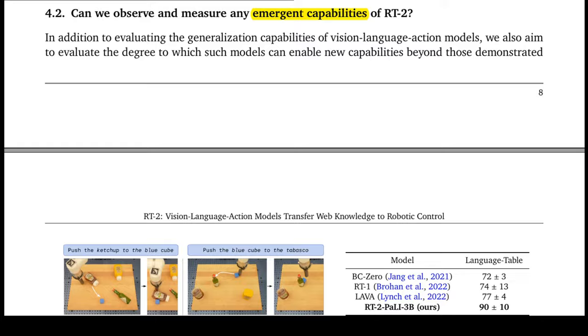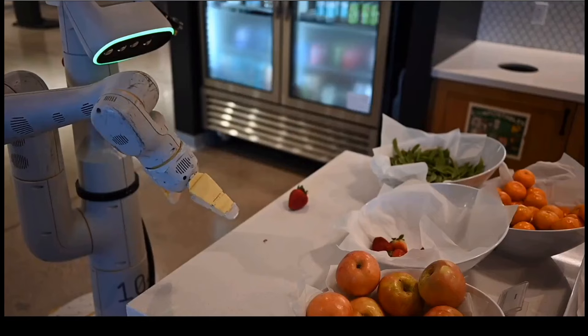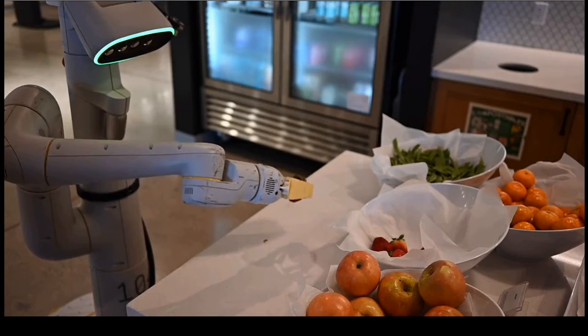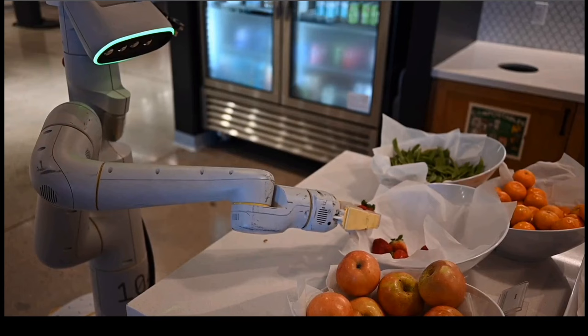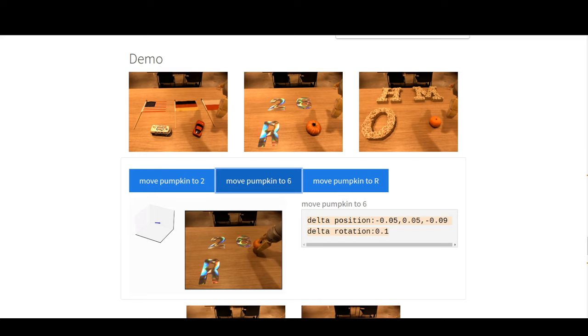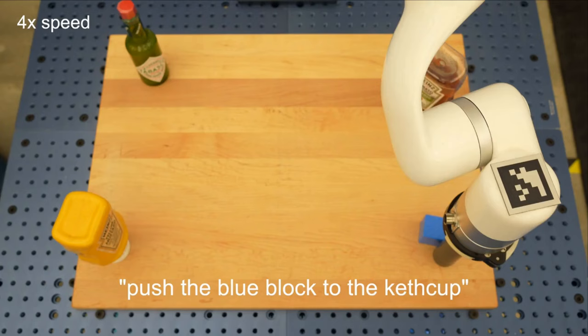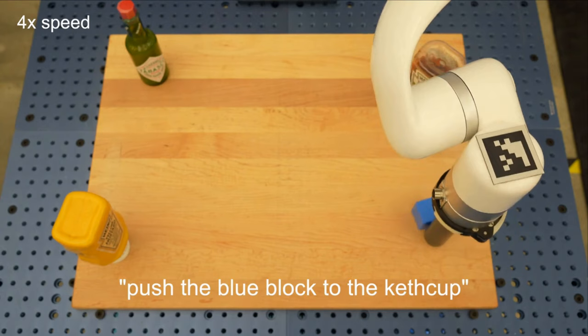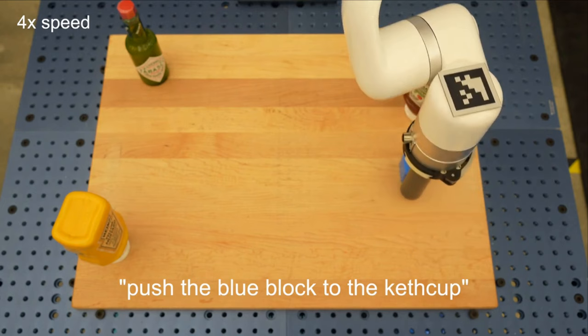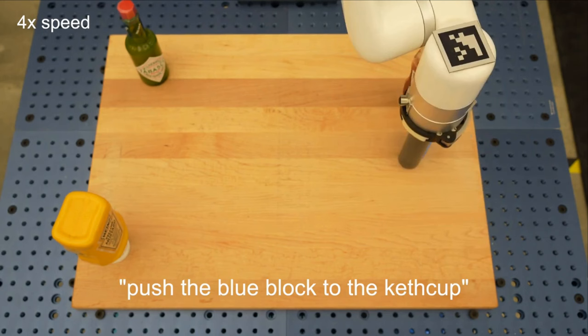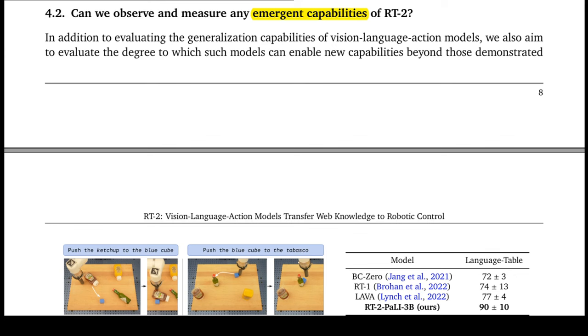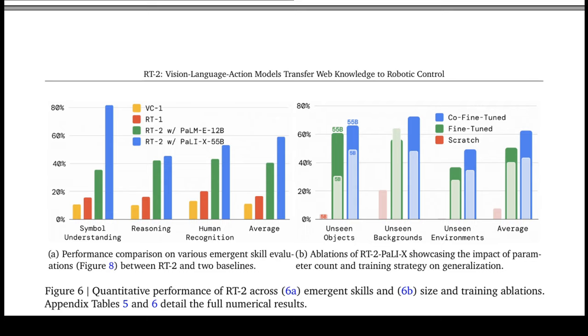A good example here is the command to put strawberries in the correct bowl. This not only needs understanding of what a strawberry and a bowl are, but also needs reasoning about where the strawberry needs to go. What we just explained is reasoning. Similarly, we can test the symbol understanding where we say, move the pumpkin to number 2, or move the pumpkin to number 3, or it can be human recognition where we can say move the Coke to the person with the glass, or push the blue block to the ketchup, or it could be the other way around. These actions are slightly more complicated and need to match human-level recognition.